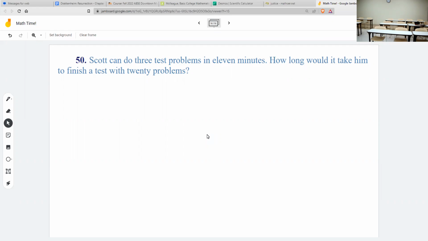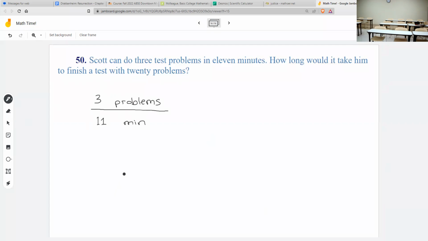The first one, okay, Scott can do 3 test problems in 11 minutes. That's it. That's the first situation. I stop reading and I write down 3 problems per 11 minutes. And we've talked a lot earlier about why we're writing it as a fraction and things like that. We're not going to do all of that again.